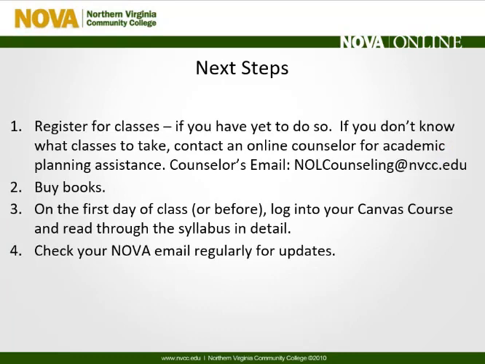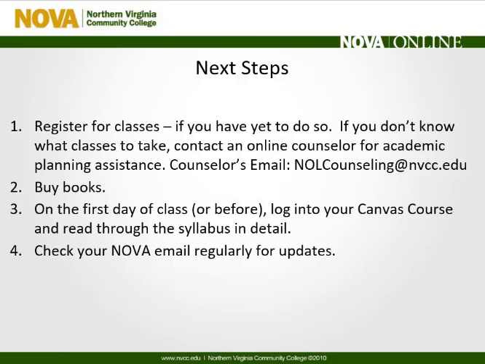So what are your next steps? Number 1, register for classes if you have yet to do so. If you don't know what classes to take, contact an online counselor for academic planning assistance. Number 2, buy books. You can do this at the Alexandria campus bookstore or on their webpage. Number 3, on the first day of class, log into your Canvas. Gain access to your specific course and read through the syllabus in all of its entirety.